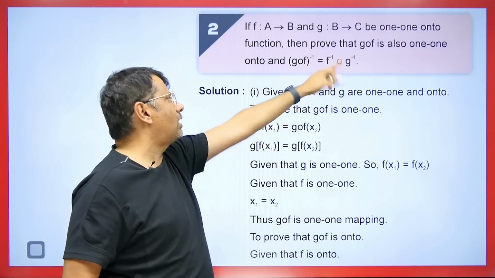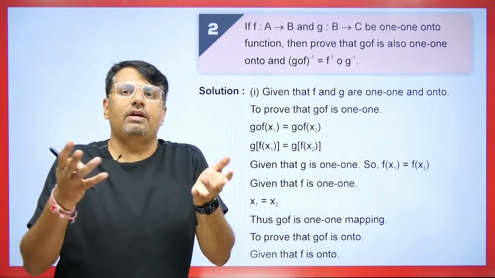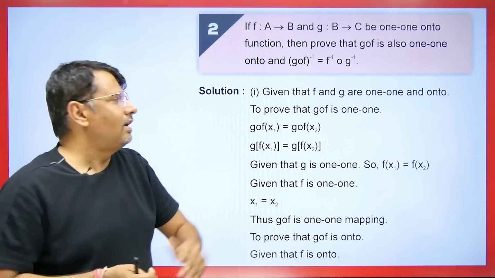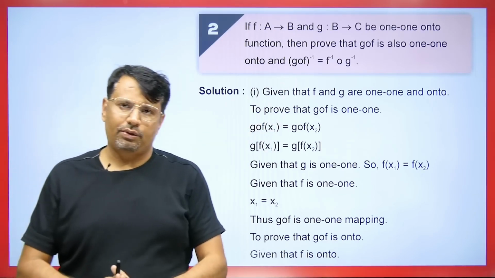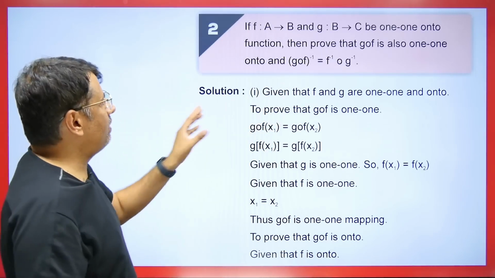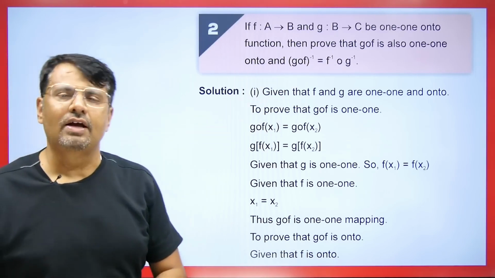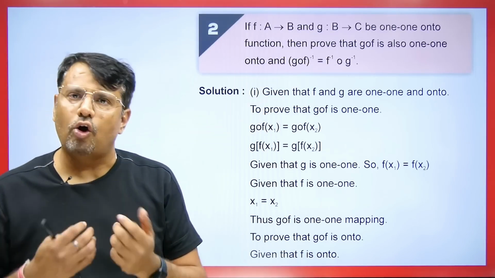Notice how it reverses here, just like we see in matrices. The inverse of AB is B inverse A inverse. What do we have then? It is a property. You have to prove it. Now first we will prove that g of f is one-one. Then secondly we will prove that it is onto.